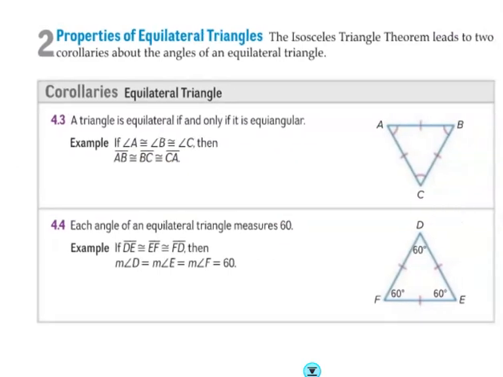So, equilateral triangle. A triangle is equilateral if and only if it's equiangular, which means the angles are congruent. So A, B, and C are congruent. Therefore, all the sides are congruent. And if each angle of an equilateral triangle measures 60 degrees, okay?